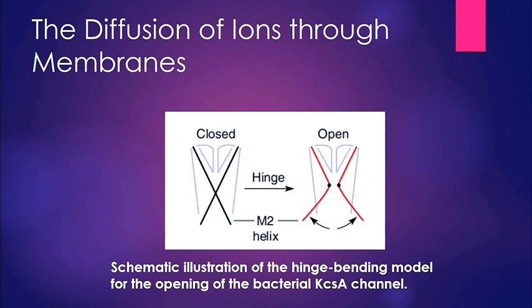In the closed conformation as seen in the figure, the M2 helices are straight and cross over one another to form a helix bundle that seals the cytoplasmic face of the pore. In the model shown, the channel opens when the M2 helices bend at a specific point where a glycine residue is located. Now that we have seen how these prokaryotic potassium channels operate, we are in a better position to understand the structure and function of the more complex eukaryotic versions, which are thought to perform in a similar manner.